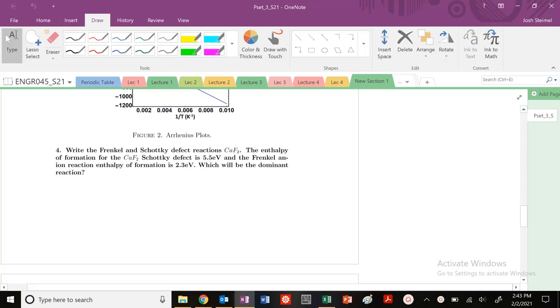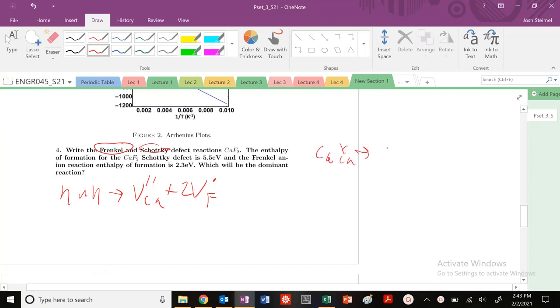The Frenkel and Schottky defect reactions for CaF2. So let's do Schottky first. So we know Schottky is going to be null goes to vacancy in Ca, vacancy in F. So when we're negative here, this becomes positive. This is minus 2. We need two of these. Boom. Done.